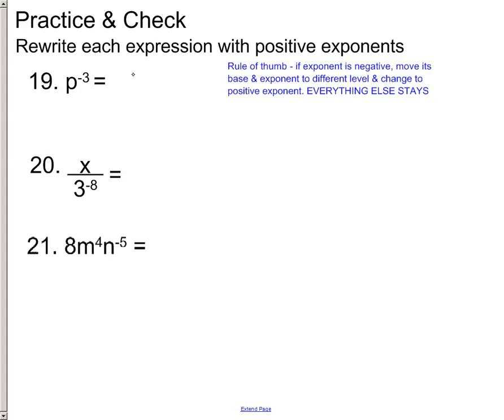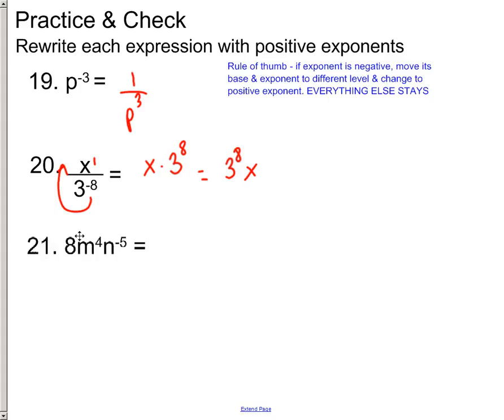Here we go. This should be 1 over p to the third. There should be, because the x has a positive exponent, the x needs to stay there. The 3 to the negative 8th goes up, so that would be times 3 to the 8th power. You don't have to worry about it right now. If this is your first attempt, if you got this, you're fine. However, usually you would put 3 to the 8th in the front and the x in the back. The variables are always in the back.